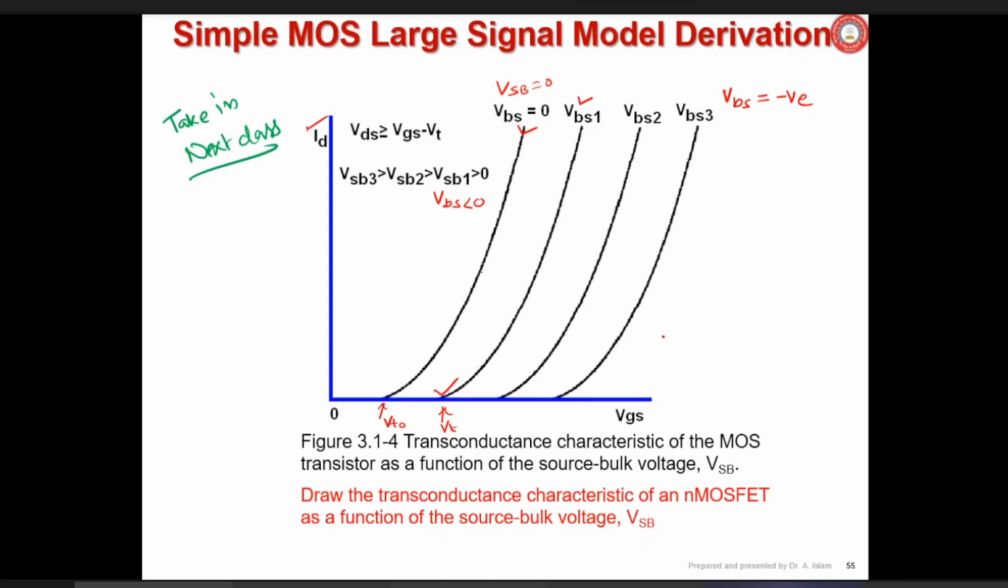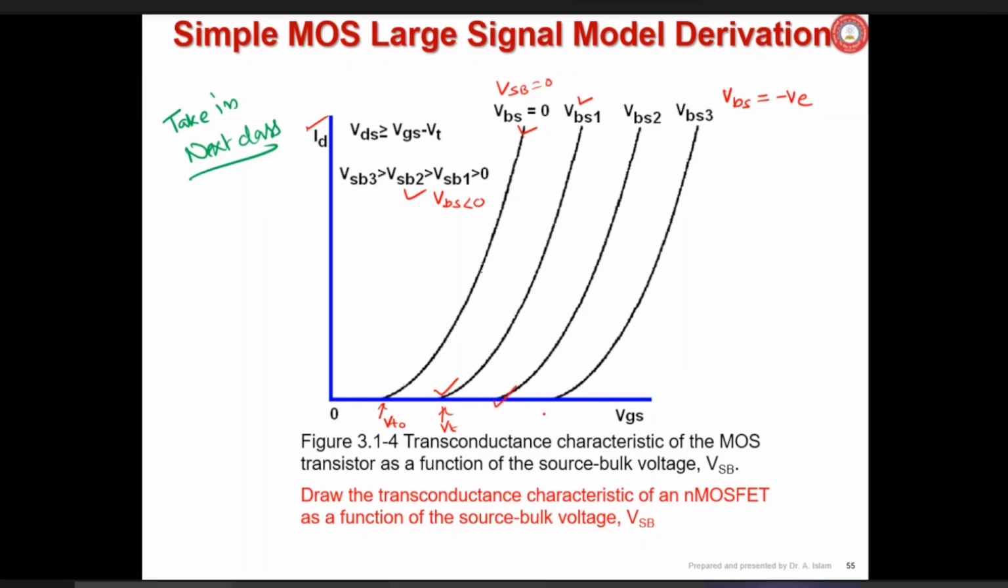ID is flowing. If you make VBS more negative than VBS1, VBS2 more greater than VBS1, then you will get... Otherwise, you can write in this way also: VSB2 greater than VSB1 greater than 0. Then also it is correct. Both the way it is correct.